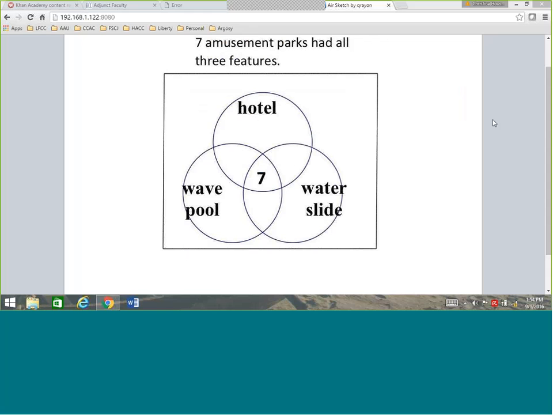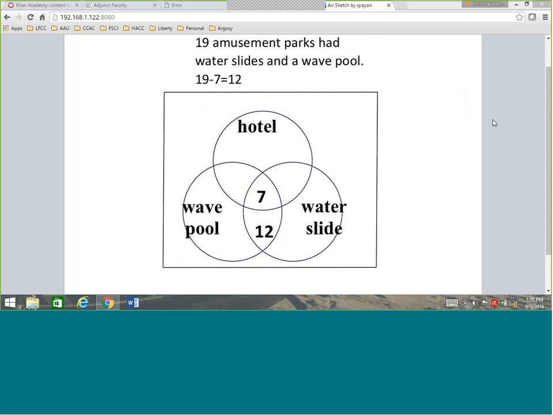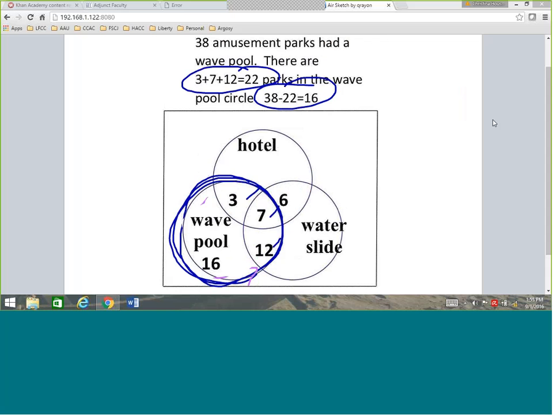So at the bottom of the list, we're told 7 amusement parks had all 3, which starts me in the middle of the diagram, and then we worked our way up the list, which then I subtracted 19 minus 7 to get 12. And then I move up the list again, and I subtract 10 minus 7 to get 3. Move up the list again, subtract 13 minus 7 to get 6. And then I continue to move up the list of given information.